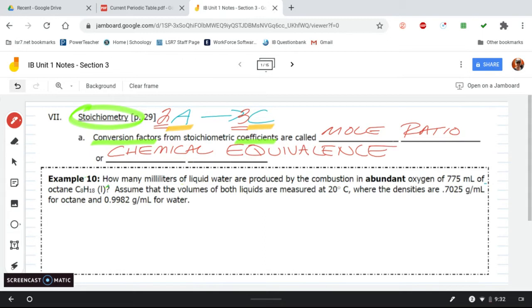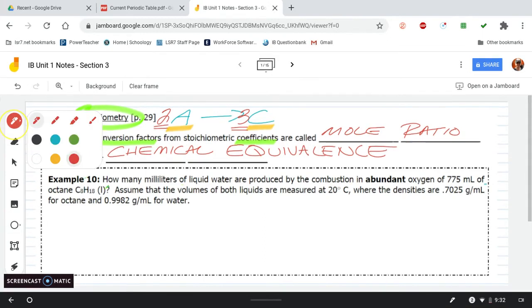And so my chemical equivalence up here would basically be that there's 2 A's for every 3 C's. So 2 moles of A for every 3 moles of C. Right? And so that's a ratio. That's the same as a chemical equivalence. All right. So that's what we're going to be using as we move on.